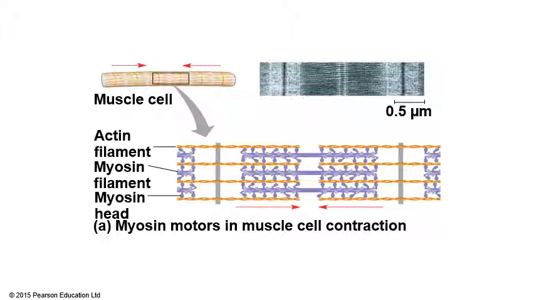As I discussed already, when we contract our muscle cell, the actin filament and myosin filament overlap each other. So the muscle gets contracted. And when we relax the muscle, they separate back again. So that's how the actin filament and myosin filament interact with each other.